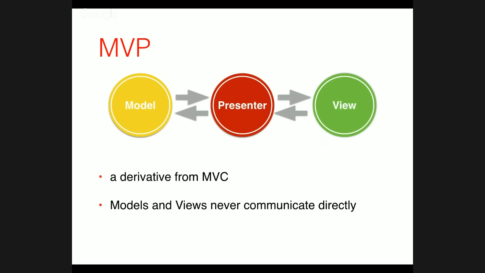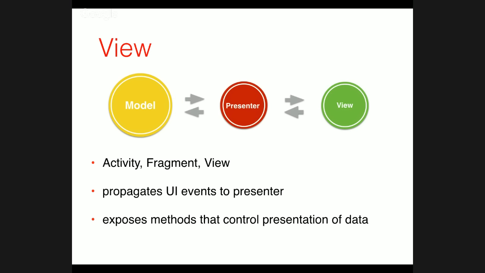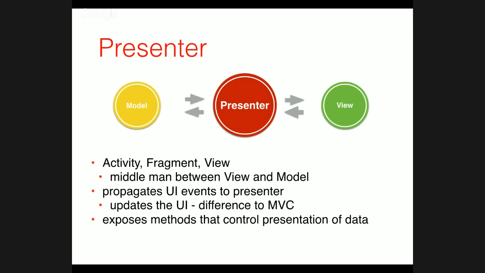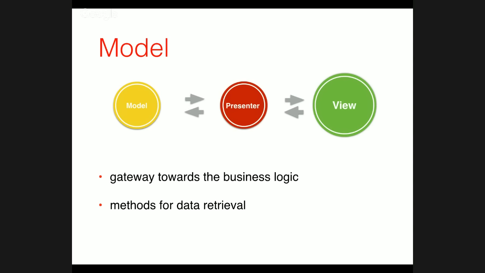Cool. So basically, it's a derivative of model view controller. The main difference is that model and view never communicate directly. They communicate through the presenter. The view in our case is an activity, a fragment, or a custom view, basically a UI component, and it propagates UI events to the presenter. The presenter does some logic, and basically the model contains methods to retrieve the data either from your API or from a local database on your device.